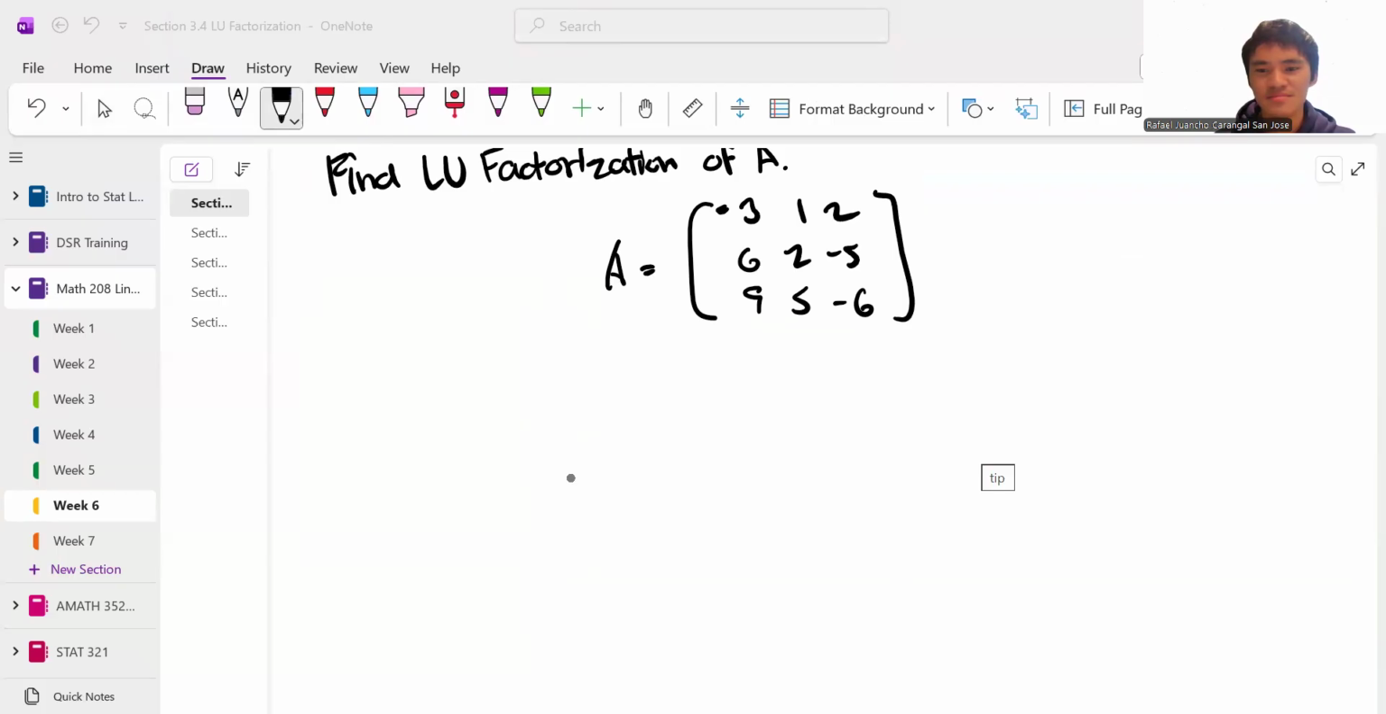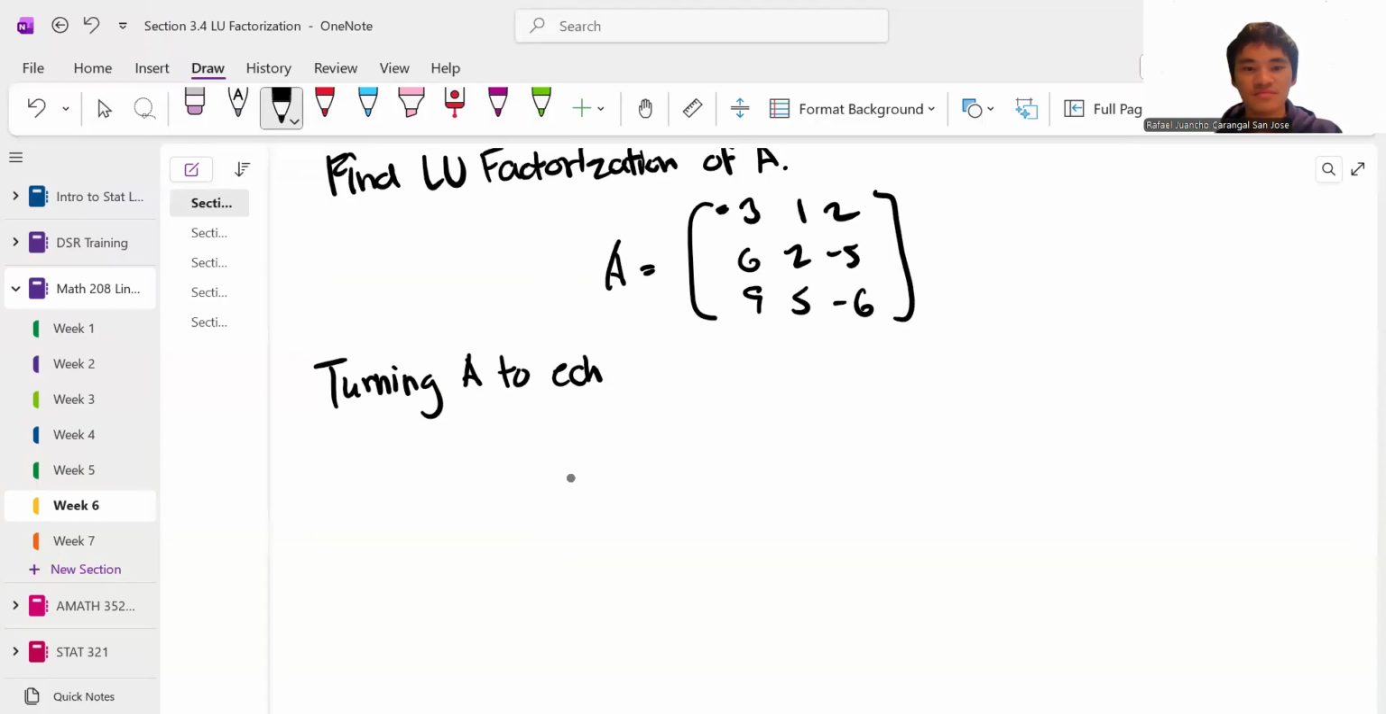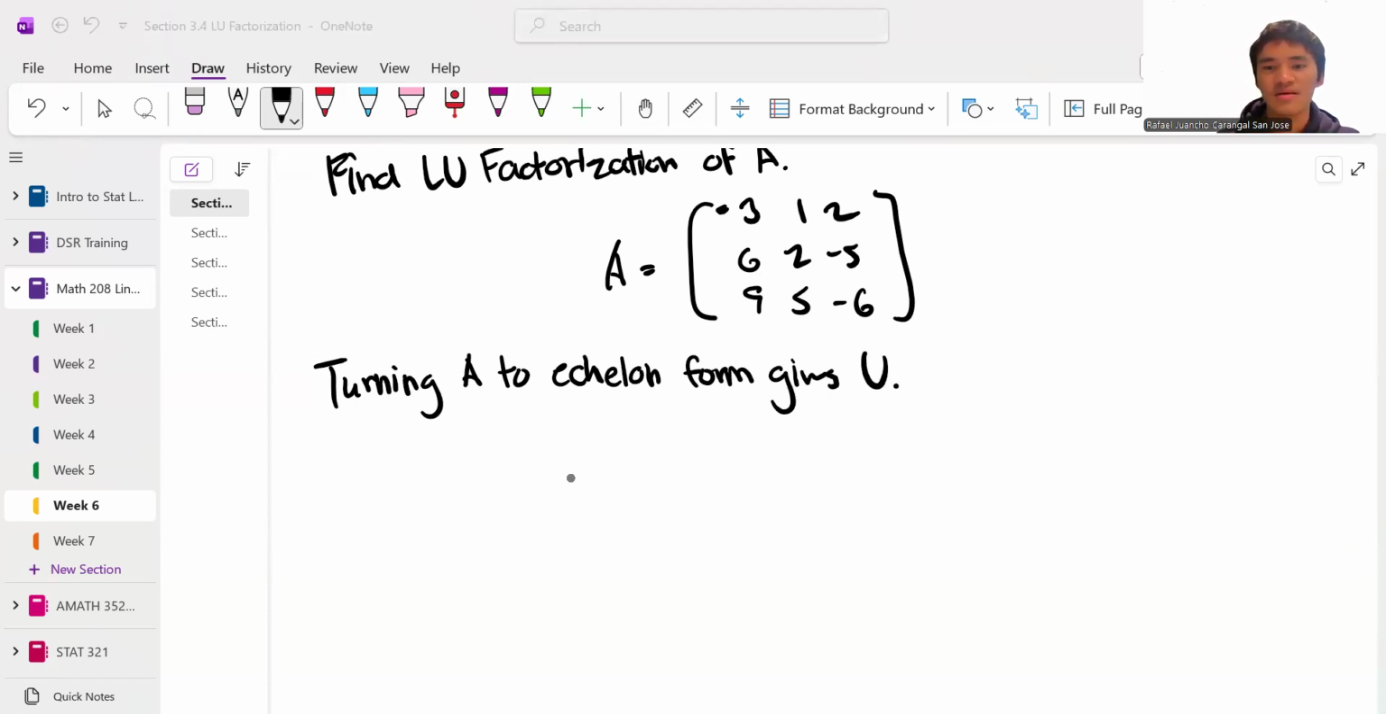Okay, so here's how we're going to do it. Turning A to echelon form gives U. We build up L one column at a time as we transform A. There are some steps to do this, but I think the problem is getting L. And so let me think. So let's start off with this matrix.